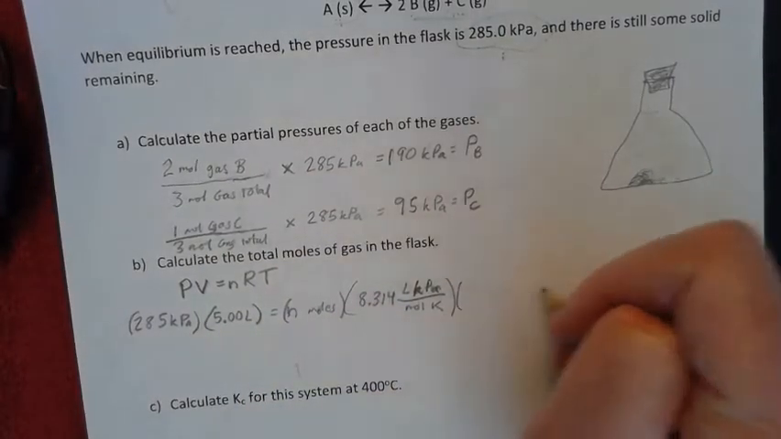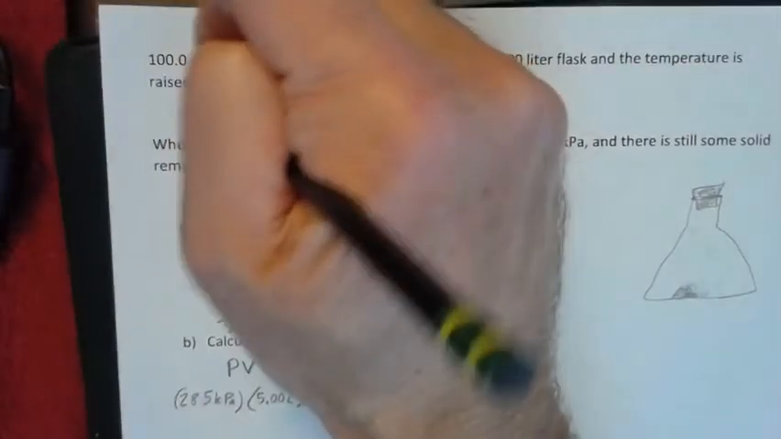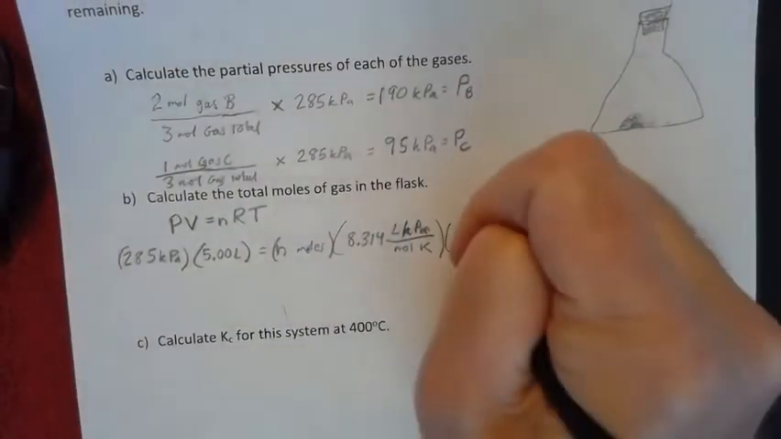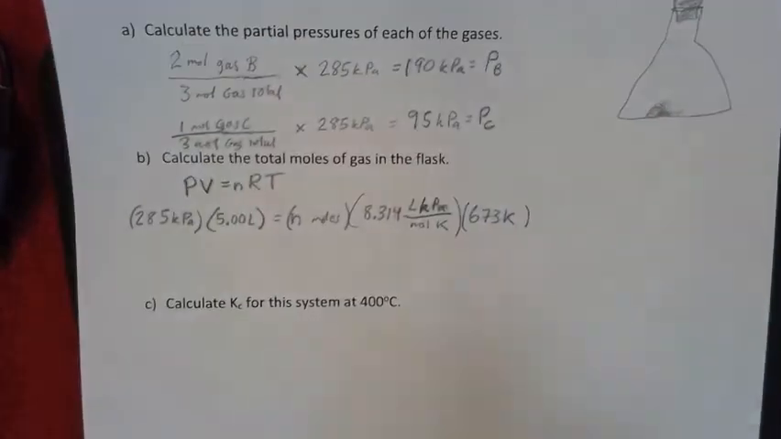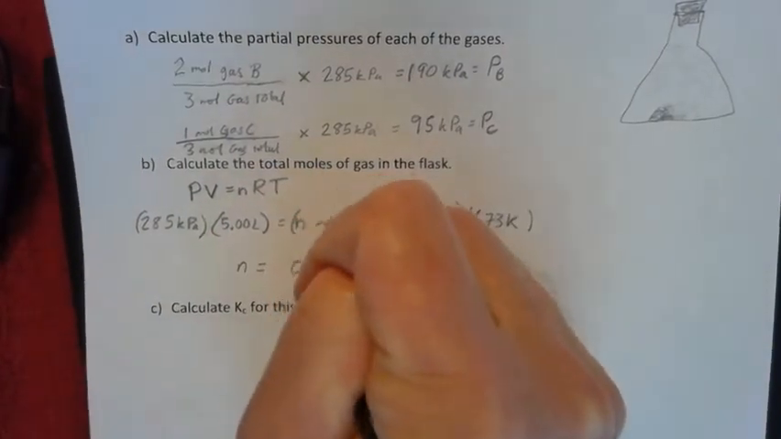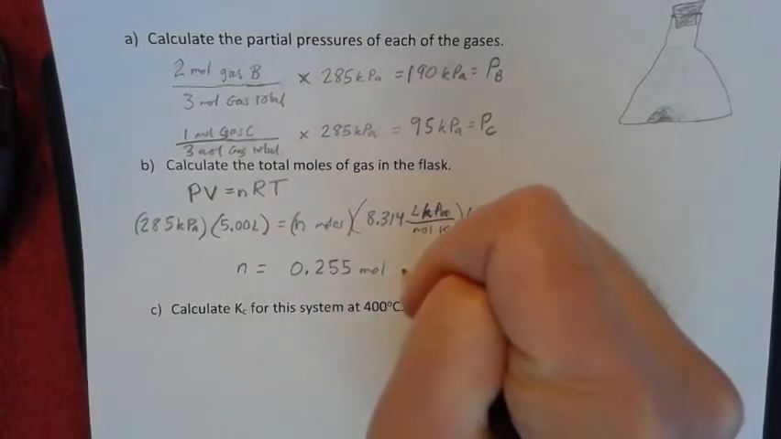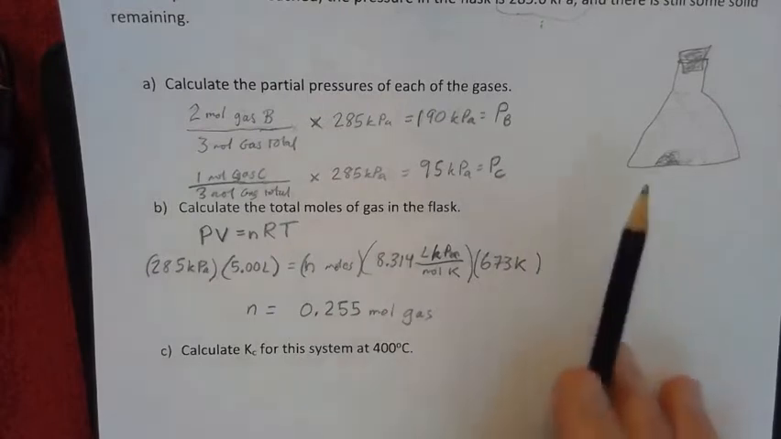And of course, our temperature is 400 degrees Celsius, which we know we need to turn into Kelvin. So we add 273, and that comes out to 673 Kelvin. Okay. I'm not going to do the math online. However, we are going to find out that N equals 0.255 moles of gas. Okay, and that is gas B and gas C together.